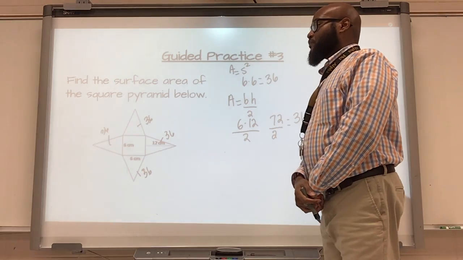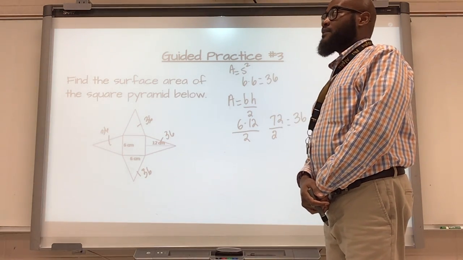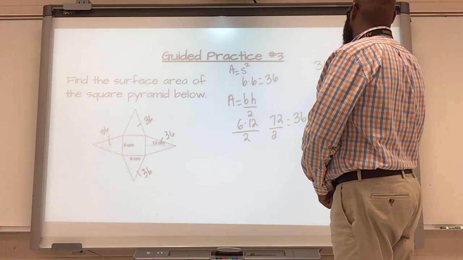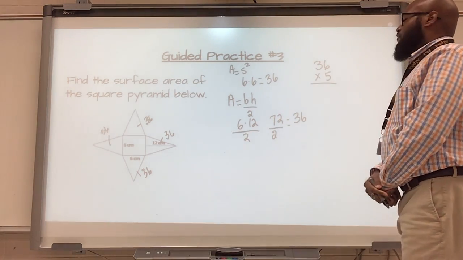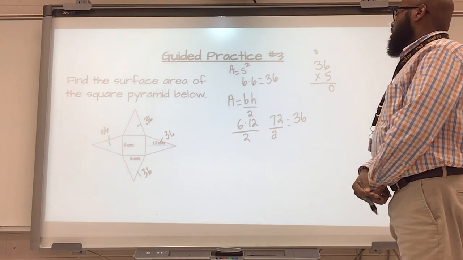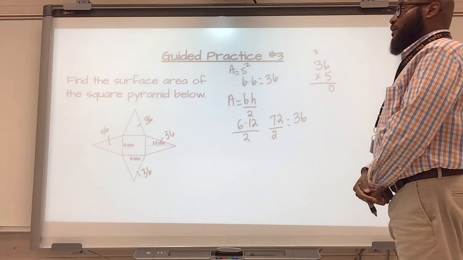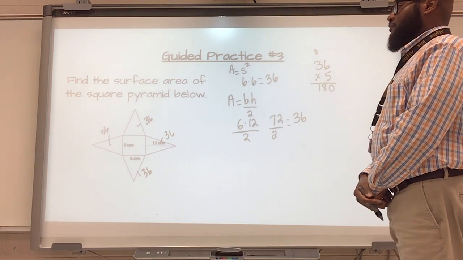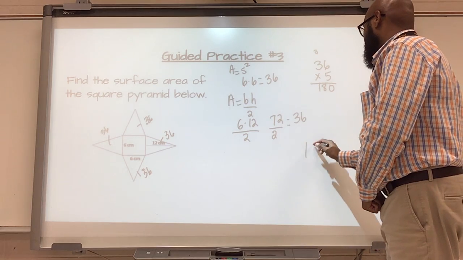All right. So we have 36 five times, so we multiply that together. 36 times 5. 5 times 6 equals 30. Put our 0, carry our 3. 3 times 5 is 15, plus 3 equals 18. So our total surface area of the square pyramid will be 180 centimeters squared.